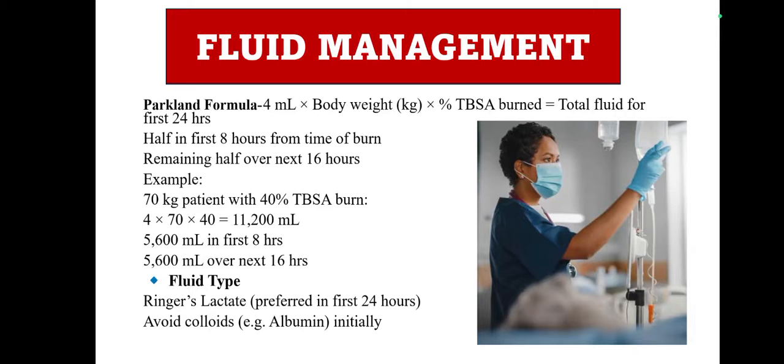So simply calculate: 4 ml, that is a constant, multiplied by the patient's body weight in kg, multiplied by the total TBSA, that is the percentage of burn injury. As an example, if the patient's body weight is 70 kg and the burn is 40% TBSA, we have to multiply 4 into 70 into 40, so that is 11,200 ml. Okay, so that is the total volume we have to give to the patient in the first 24 hours of burn injury.